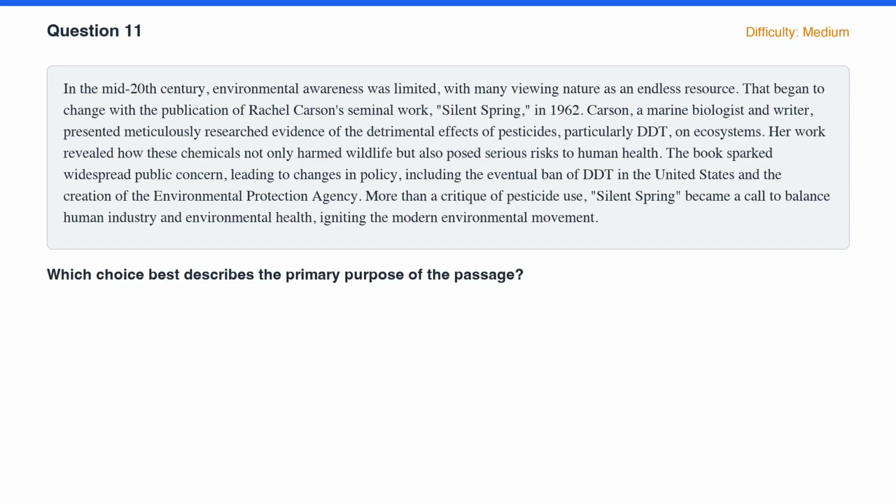Question 11 of 25. A medium after that. This passage is titled The Pioneering Work of Rachel Carson. The passage traces how Rachel Carson's 1962 book Silent Spring exposed the dangers of pesticides like DDT and helped launch the modern environmental movement. The question asks which choice best describes the primary purpose of the passage.